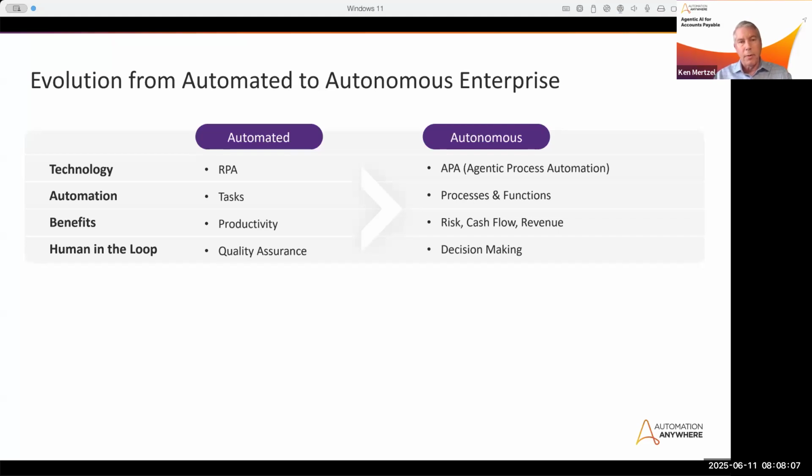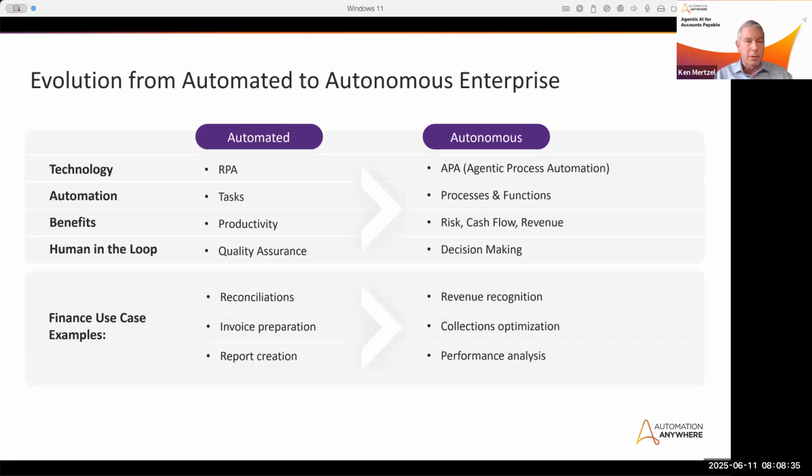And then lastly, in terms of how people are interacting with the technology, I think historically it was more of a QA role, making sure that everything was accurate. And now again, we're seeing the automation really enable decision making. So typically people are involved really in ultimately making that decision, leveraging the recommendations from the automation, but then being able to make those decisions. And so I wanted to give you some examples of how that's transforming the use cases in finance.